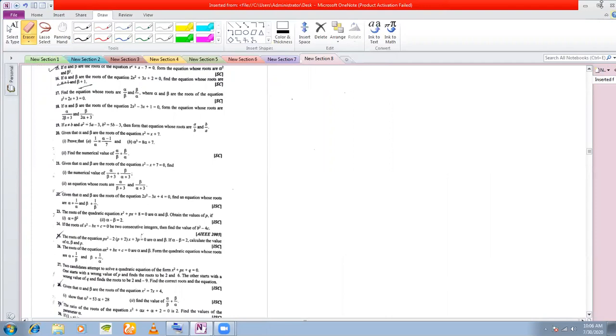The given equation is x square plus 2x plus 3. The roots of this equation are alpha and beta. So what is the sum of the roots? Alpha plus beta is minus 2. And what is alpha beta? Alpha beta is 3. You need to find the equation whose roots are alpha by beta and beta by alpha.